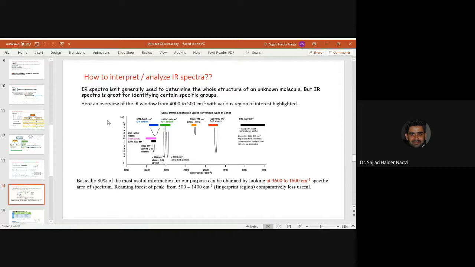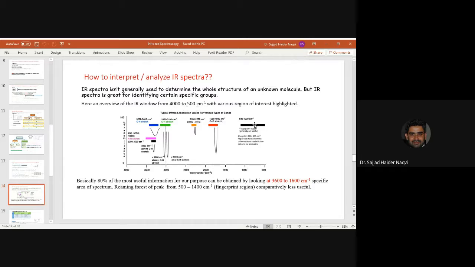Then in this case we generally do not use the IR just to determine the whole molecular structure. Rather, we will be using the IR spectra, or this technique, specifically to identify or get an idea about a specific, particular atom or group of atoms within the molecule. So that's why I said it's a more specific technique, not to be used for the whole determination of the structure.